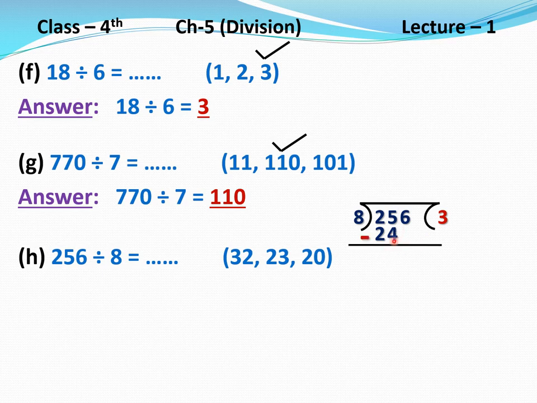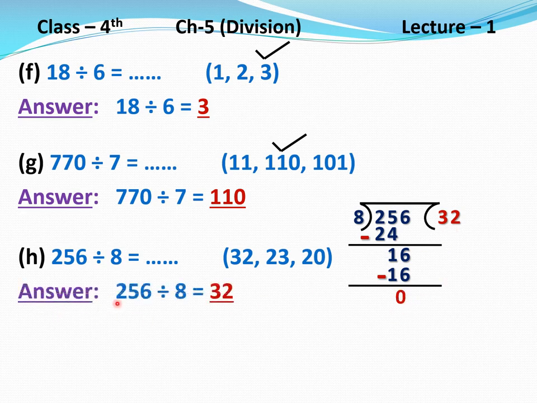Now subtract this. 5 minus 4, 1. Write 1 here. 2 minus 2, 0. Write 0 here. Now take one more number, that is 6. So number will be 16. Okay. Now 8 2s are 16. Write 16 here. Now subtract this. 6 minus 6, 0. 1 minus 1, 0. Okay. So quotient is 32. So write down answer. 256 divide 8 equal to 32. So correct quotient is 32. So take the correct quotient, that is 32.